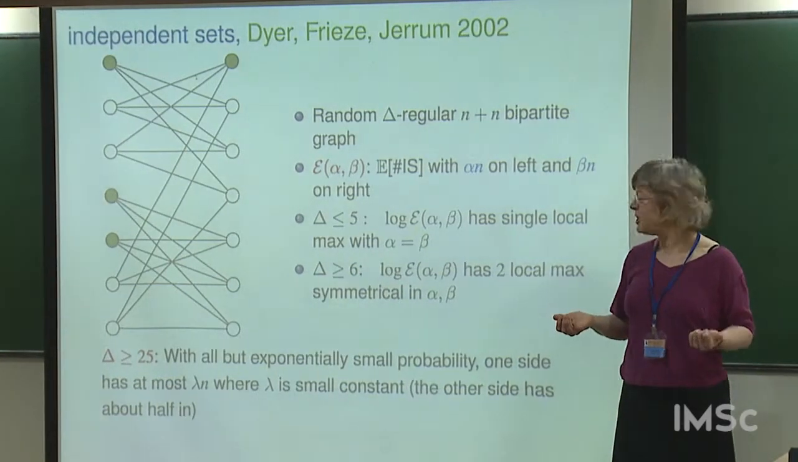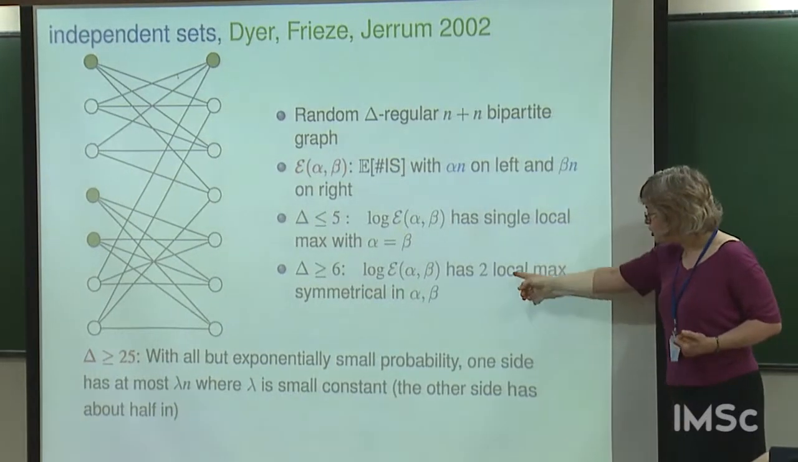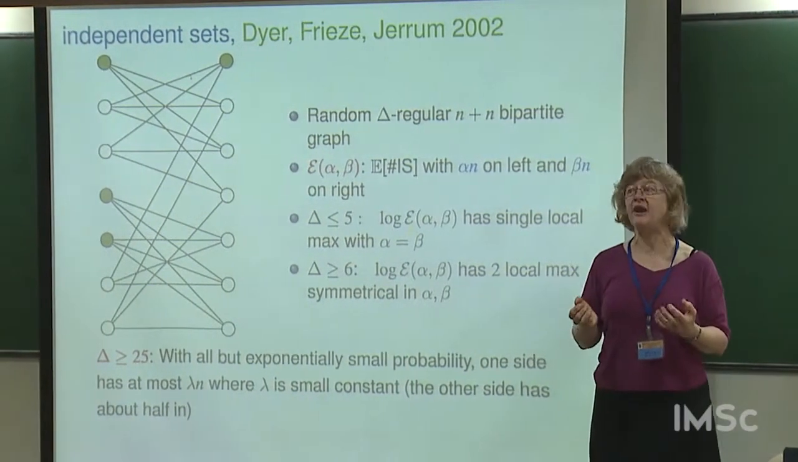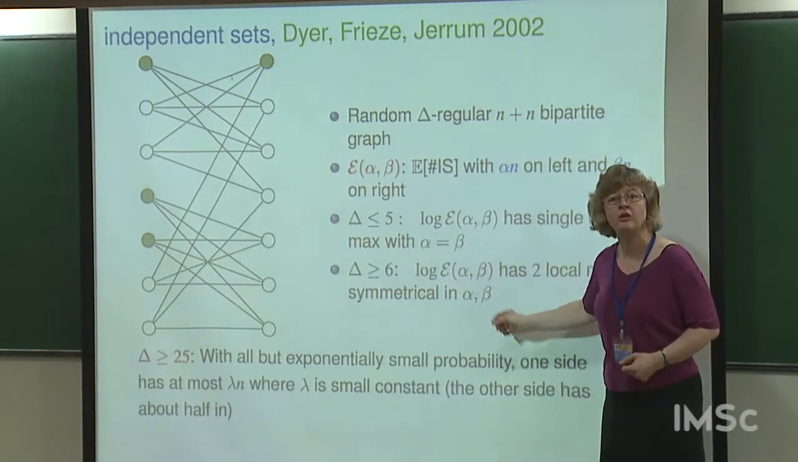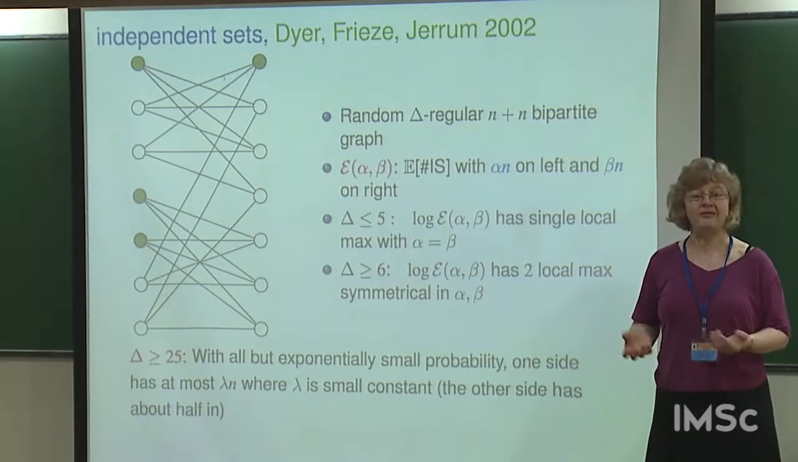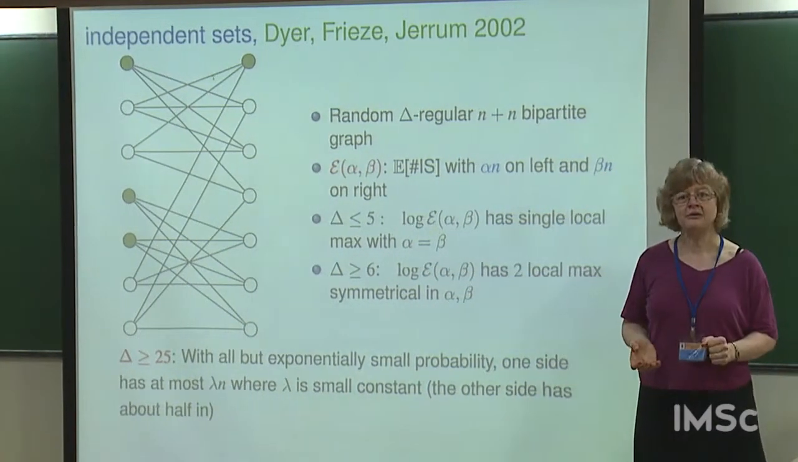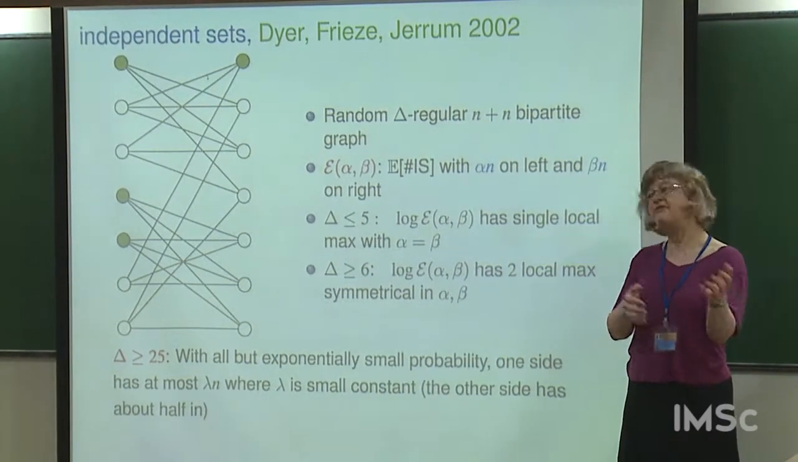Okay? But they found that if delta is bigger than 6, then there are 2 local maxes which have alpha not equal to beta and are actually symmetrical. So one of them has alpha big and beta small, and one has beta big and alpha small. Okay, so that's saying that as long as the degree gets high, then a typical independent set has vertices either on the left or else on the right.